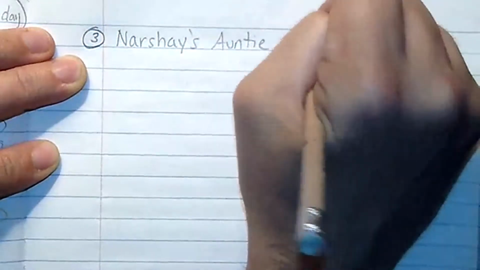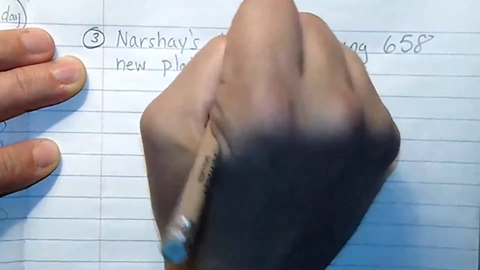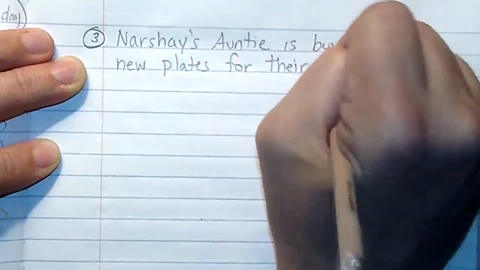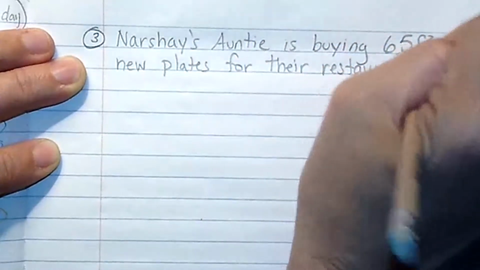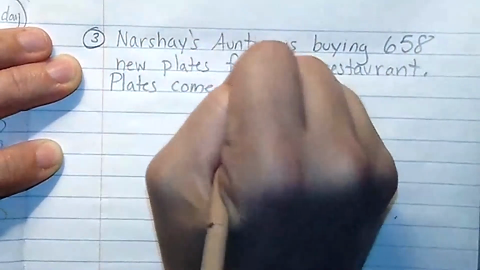All right, last problem of the day. Here we go. This is number 3. Narshe's auntie is buying 658 new plates for their restaurant. Plates come in boxes of 5.